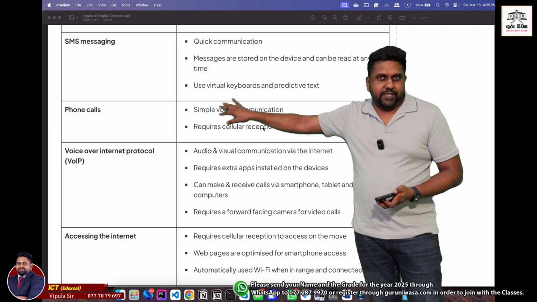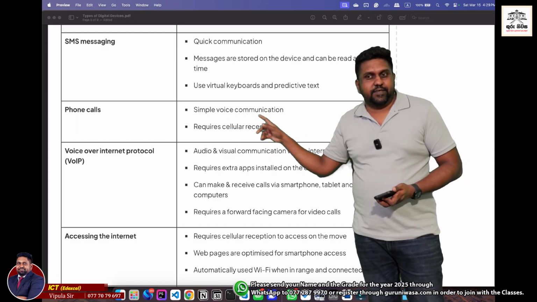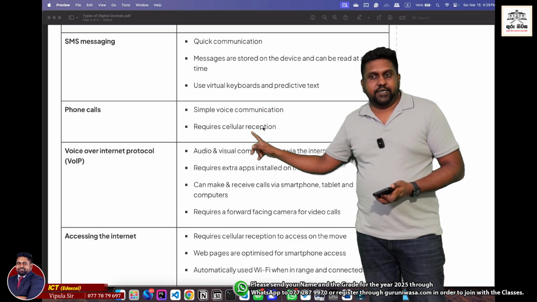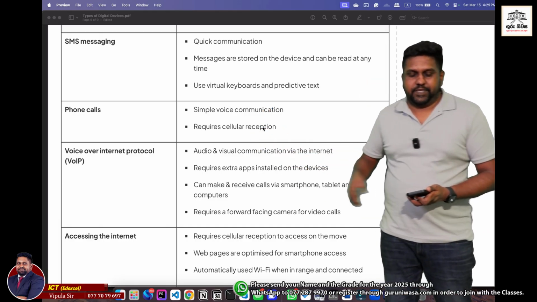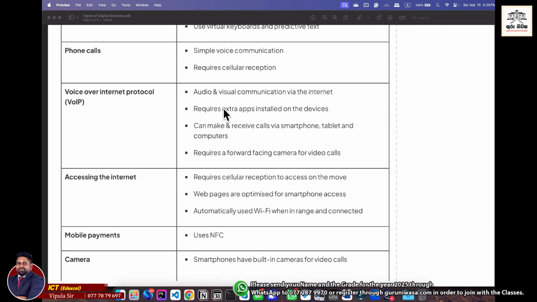A phone call is something where we use GSM to send a voice communication between two devices, which requires cellular reception. But VoIP, Voice over Internet Protocol, is something different, which is sent through the internet. So if you get a question asking what is VoIP, Voice over IP, then obviously the answer would be it's audio and visual communication via the internet.